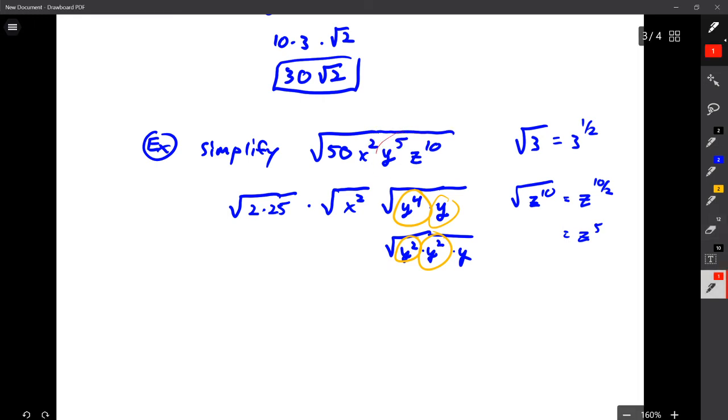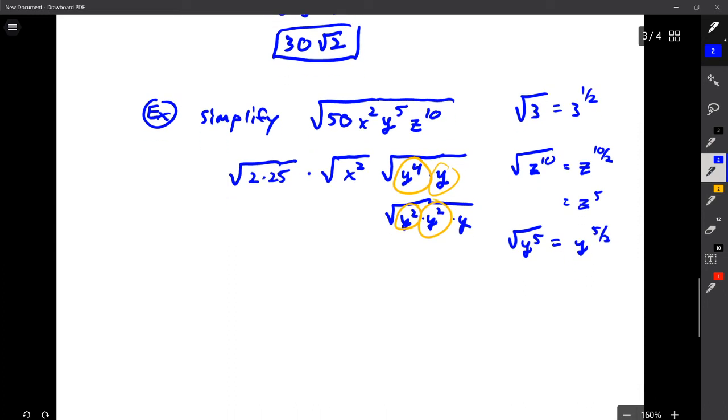Here we have y to the 5th. Well, the square root of y to the 5th is the same thing as y to the 5 halves. Well, what's 5 halves? One way of looking at it is it's y to the, what is that, 2.5? 2 and 1/2?